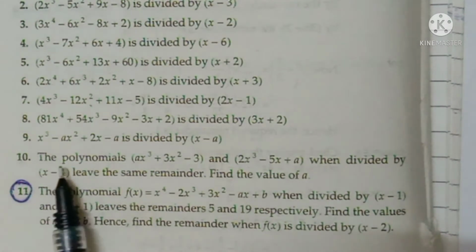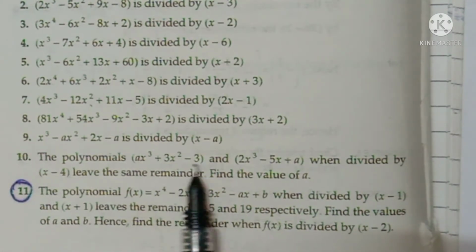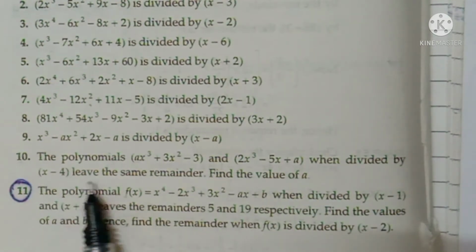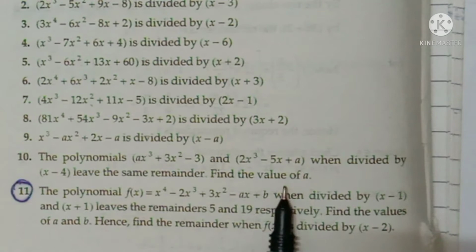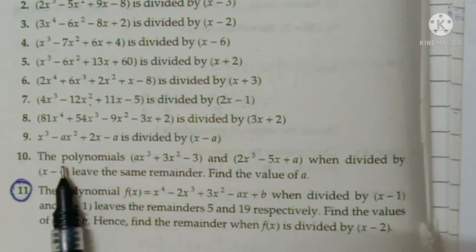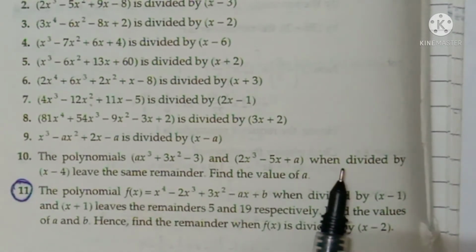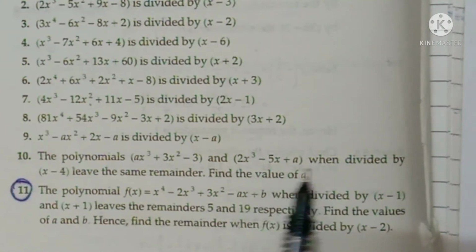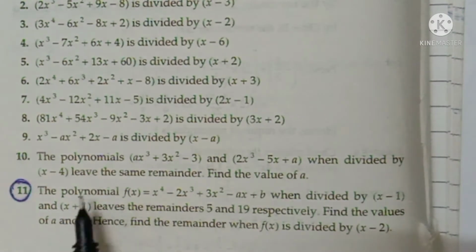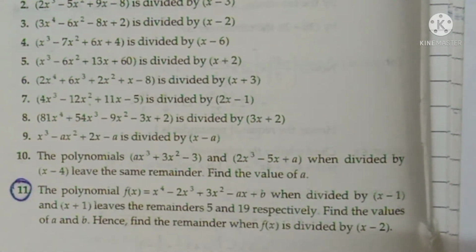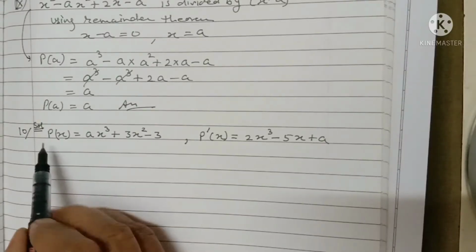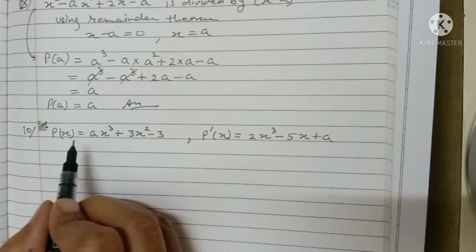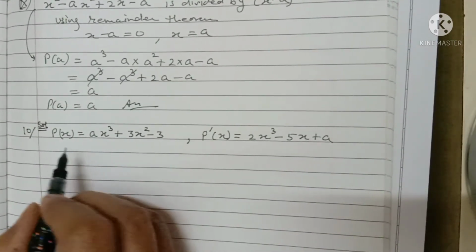See the question number 10. The polynomials ax cube plus 3x square minus 3 and 2x cube minus 5x plus a, when divided by x minus 4, leave the same remainder. Find the value of a. There are two polynomials and we have to find the value of a, and both the polynomials leave the same remainder. Now let's start. Suppose this is P(x) and the other is P'(x), and both are divided by x minus 4.